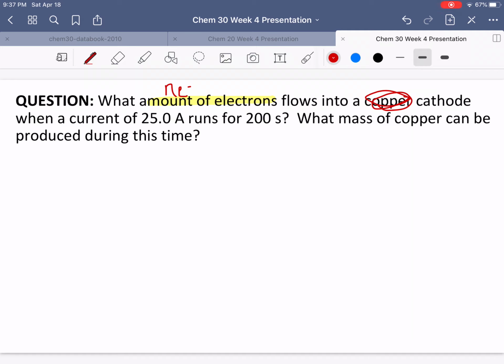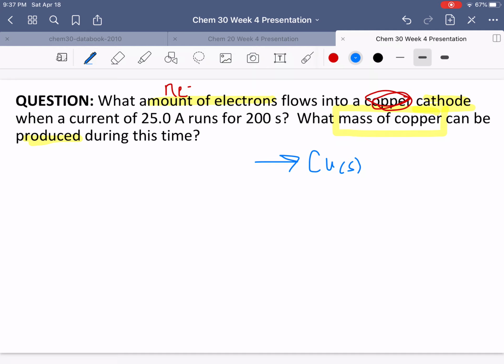Okay, that's a big hint because what happens at a cathode? At a cathode is reduction. Electrons are gained. This is huge. So you have to understand then, if we are trying to produce a mass of copper, that means that from a half reaction perspective, we are producing copper solid.